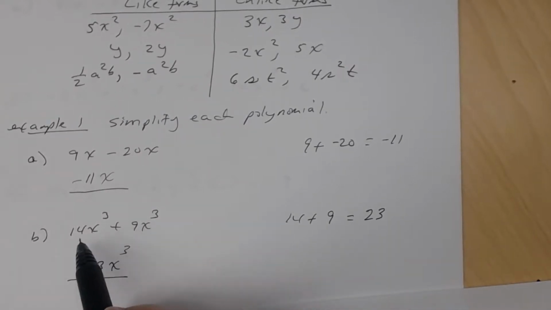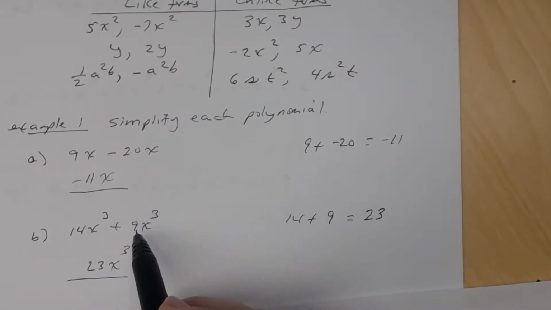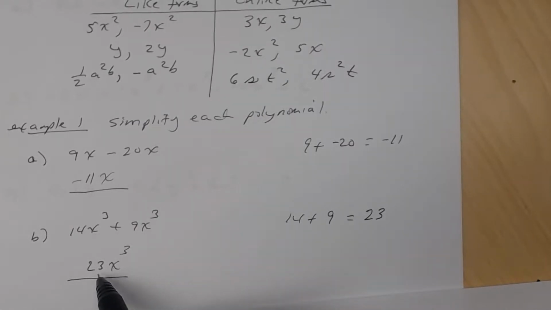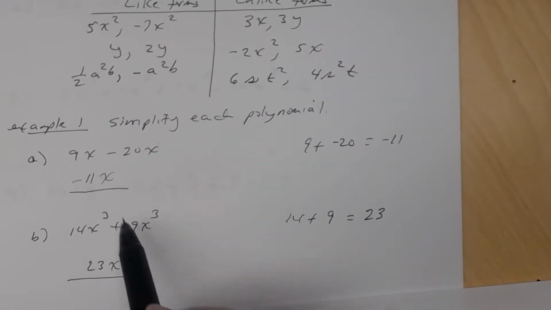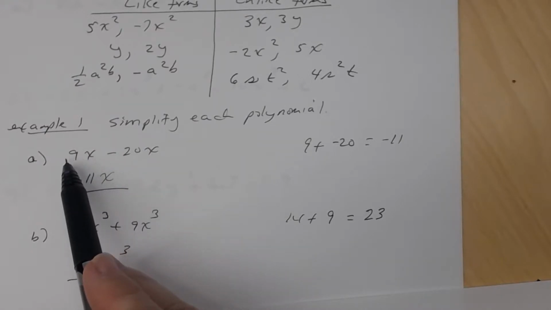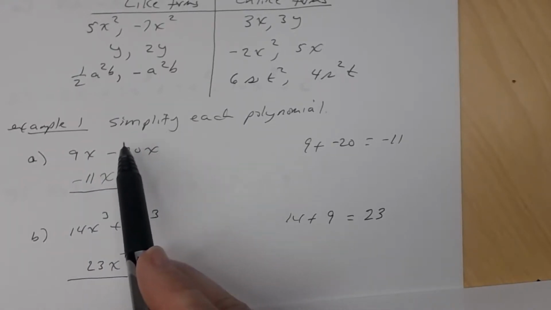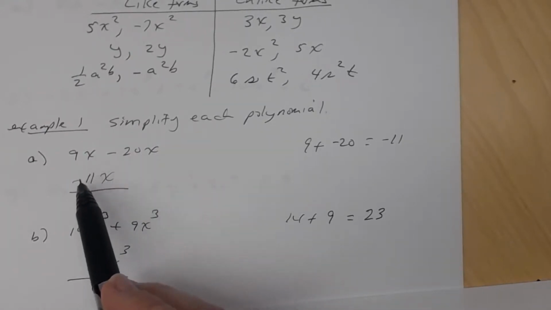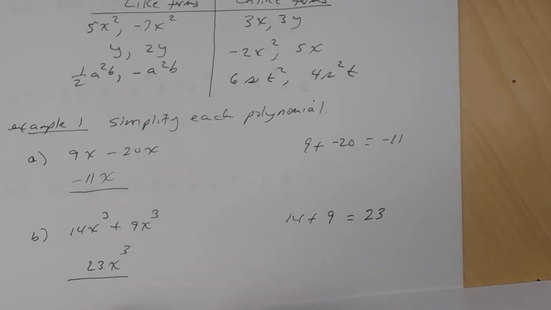So I have 14x cubed here. I have 9x cubed here. So altogether, I have 23x cubed. Over here, I have 9x and then a negative 20x. Altogether, I have a negative 11x. Okay, letter C.